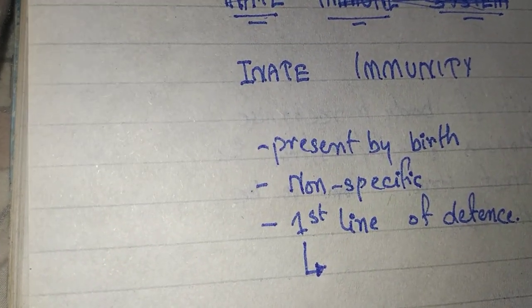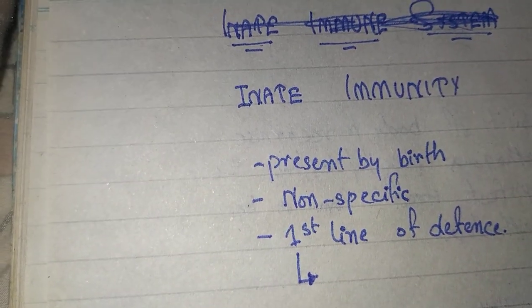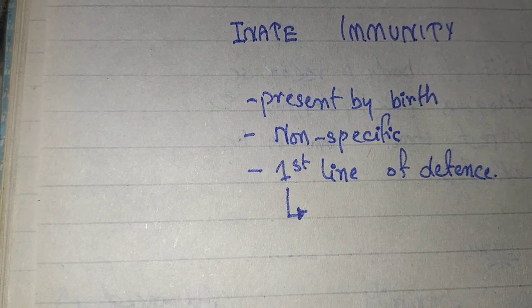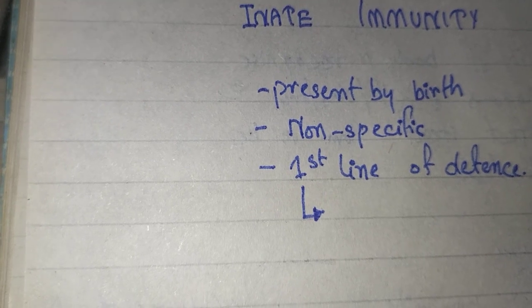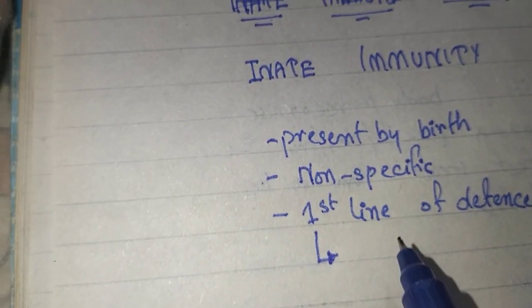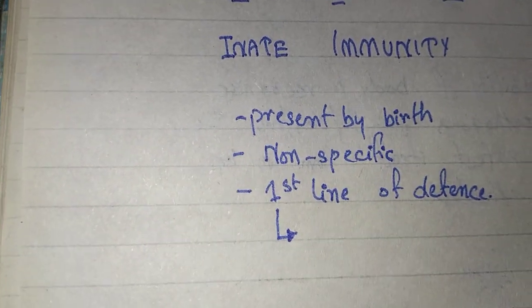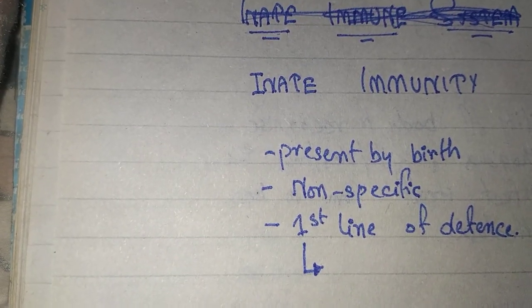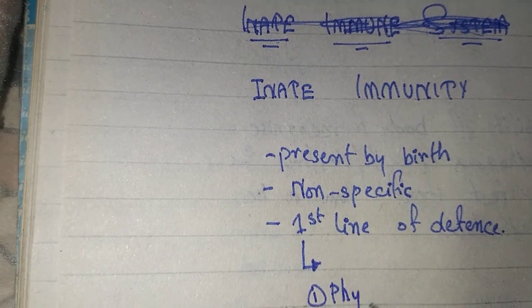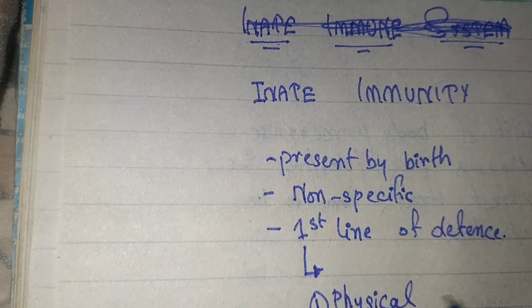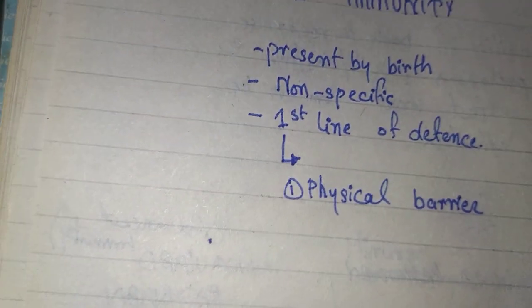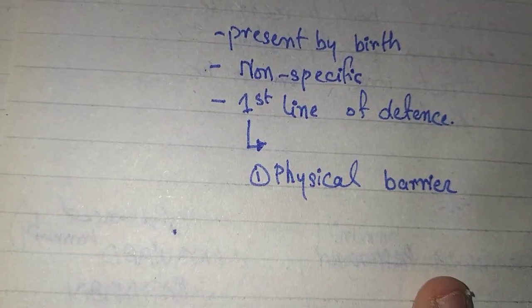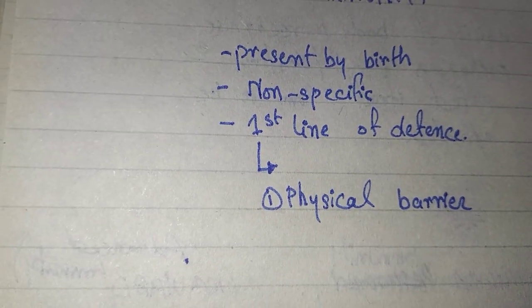For defense, innate immunity consists of some barriers. Barriers are defenses which prevent microorganisms and pathogens from entering our body. So the first barrier we have is the physical barrier.